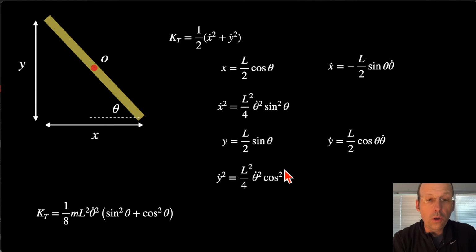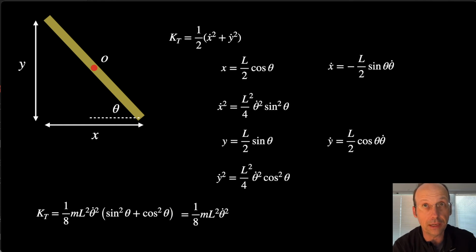When I add x dot squared and y dot squared, they both have this L squared over 4 theta dot squared. I can factor that out. So I have 1/2 from the kinetic energy, and then 1/4 from that term. So I get 1/8 m L squared. I can factor out the theta dot squared, and then I have sine squared theta plus cosine squared theta, which is equal to 1. So I get that for my translational kinetic energy.